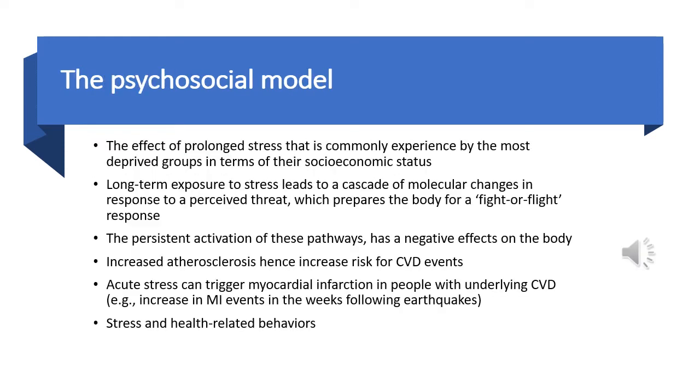Now let's look at the psychological factors that explain the social gradient in health. It has been shown in different studies, and there are large studies and research, on the effects of prolonged stress on health. Long-term exposure to stress leads to a cascade of molecular changes in the body. If this pathway is recurrent and persistent, it has a negative effect on the body.